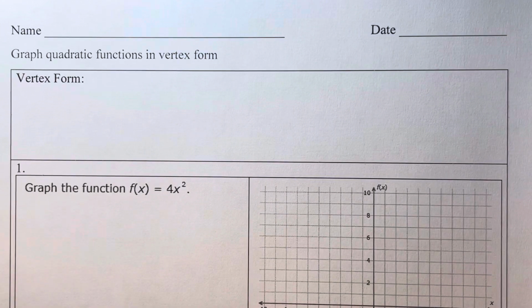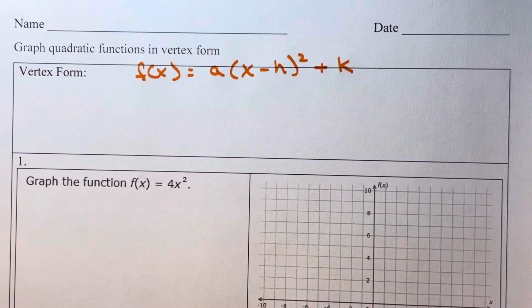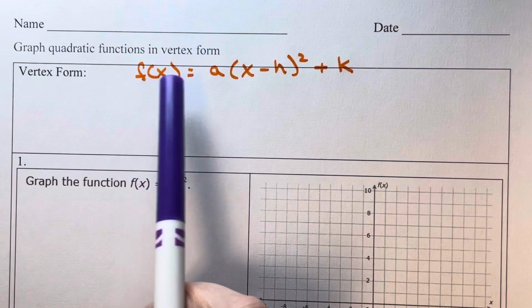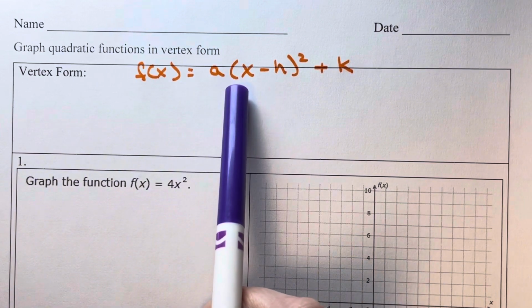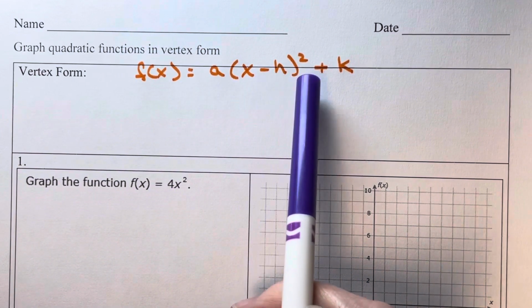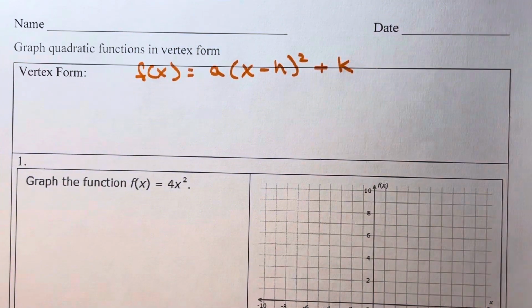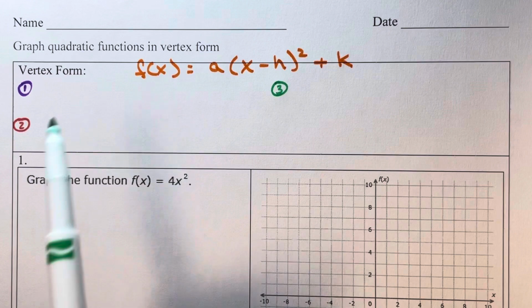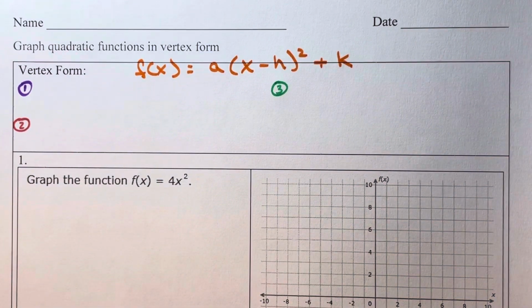In today's math lesson, we're going to graph quadratic functions that were given to us in vertex form. We remember from the previous lesson that vertex form is f of x equals a times the quantity of x minus h, that is squared, plus k. Graphing quadratics from the vertex form can be done in 3 easy steps. Let's find out what they are.